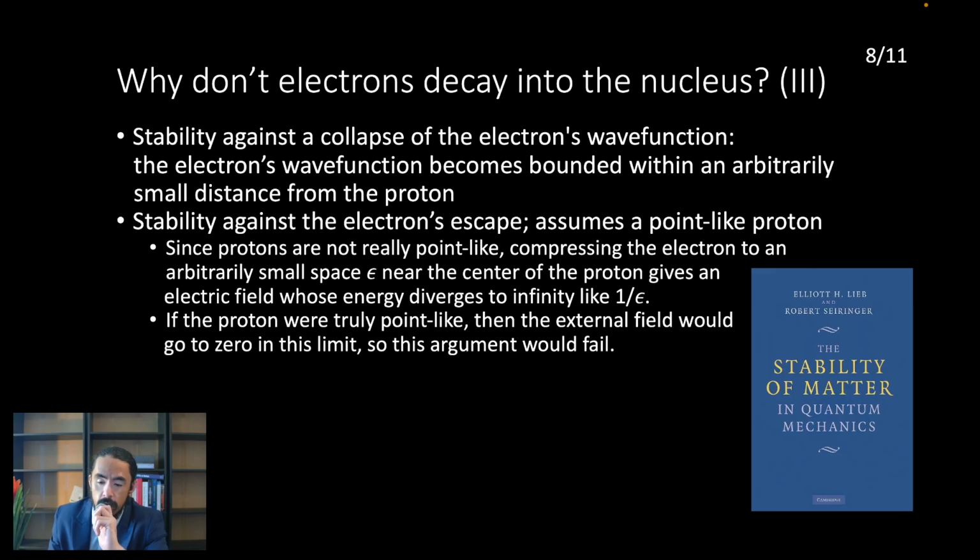So in the arguments outlined on the previous slide, compressing the electron to an arbitrarily small space, call it epsilon, near the center of the proton, gives an electric field whose energy diverges to infinity on the order of 1 over epsilon. And so if the proton were truly point-like, then the external field would go to 0 in this limit, and so this argument would fail.